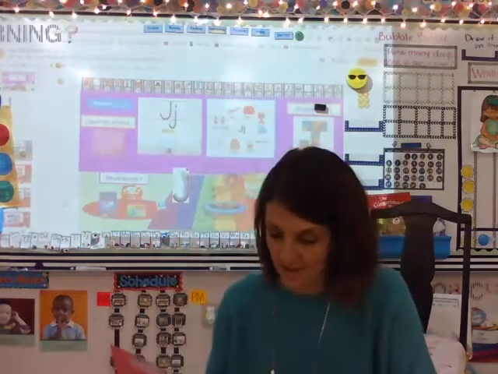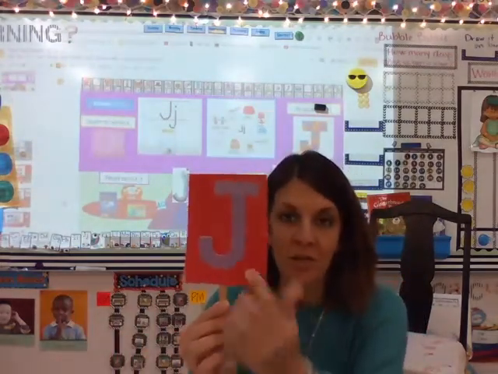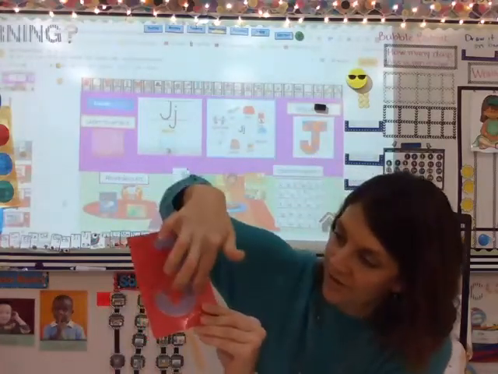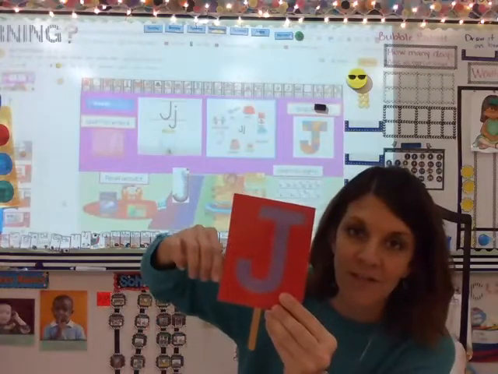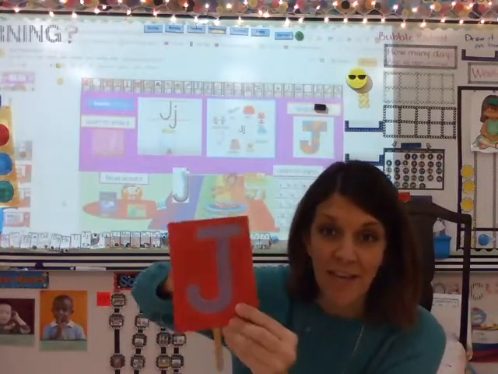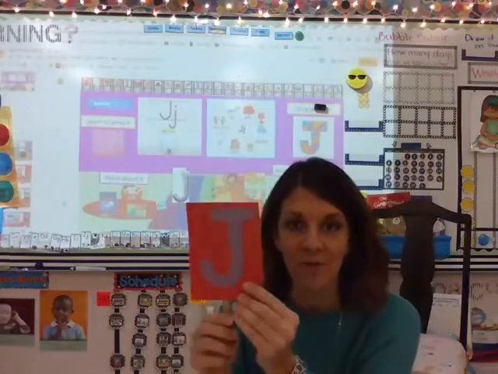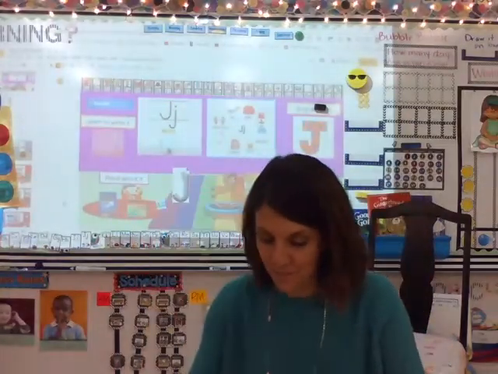Capital J. And on my capital J, you'll notice it's a big hook and it curves around almost like an upside down candy cane. And it has a top on. So this is capital J.